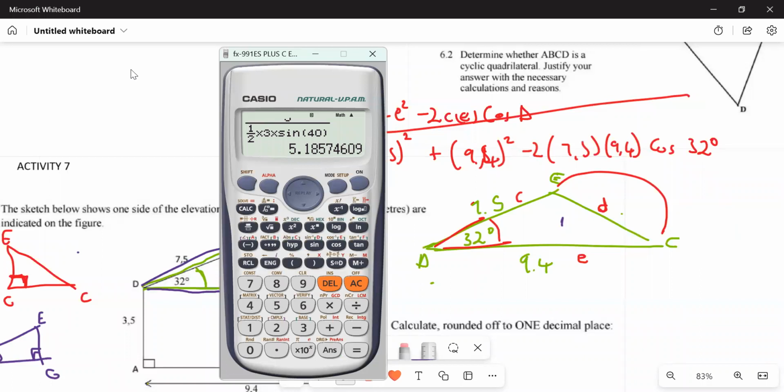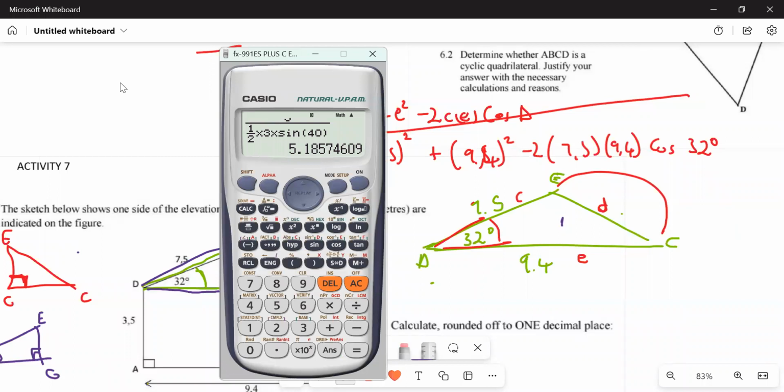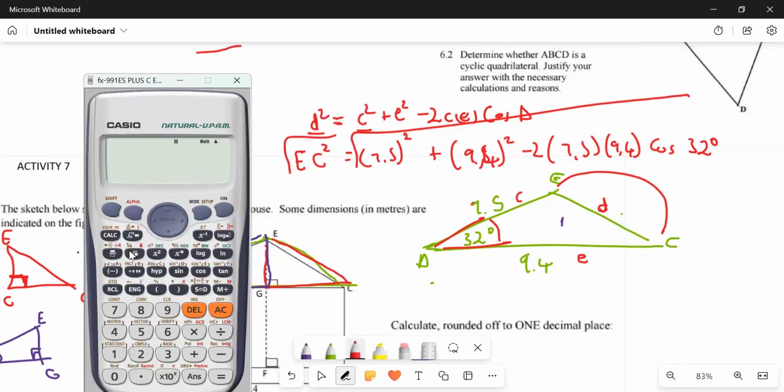Let's check what we get in our calculator. Again, we're going to type it exactly the way it is. If you type this exactly the way it is, you have root again, and then 7,5 all squared again, plus 9,4 all squared minus 2 multiplied by 7,5 multiplied by 9,4 close bracket, and then it's the cos of 32 close bracket. You get your answer as EC.